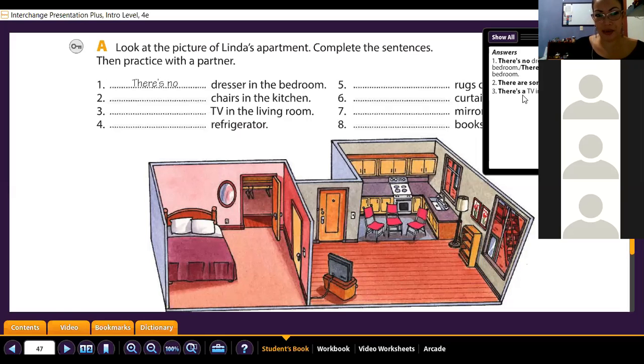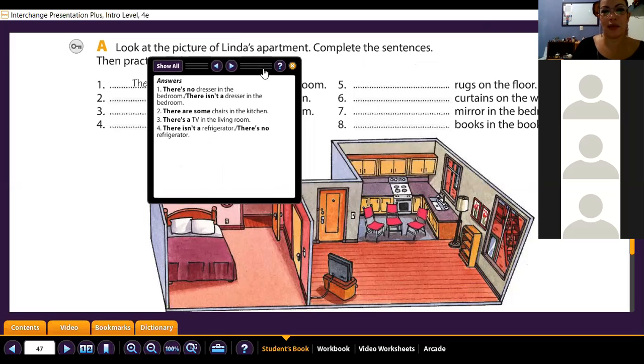Number four, refrigerator. There no. Okay, there isn't. No. Pueden decir there isn't a refrigerator, como lo están viendo acá, o there is no refrigerator. Because it's singular, como es singular vamos a usar is. Yes. There is, y como es negativo, not. There is not or there isn't a refrigerator. O podemos decir de la forma que está acá también, there is no refrigerator.